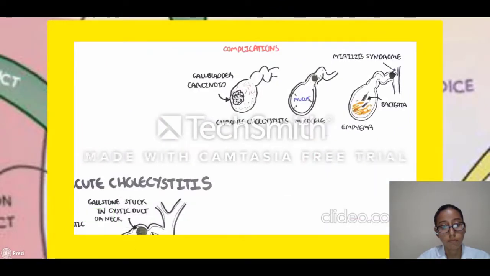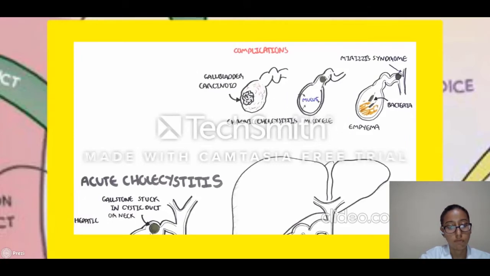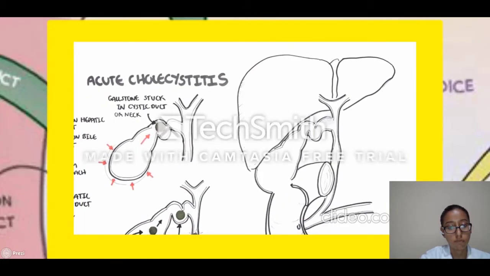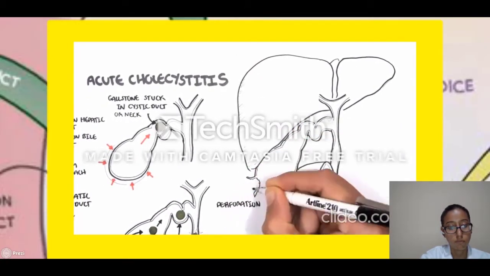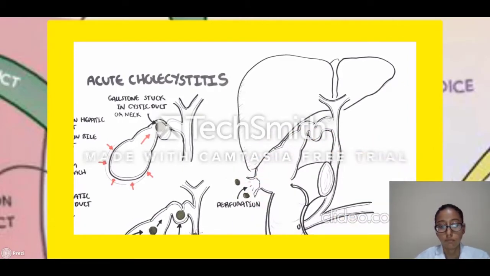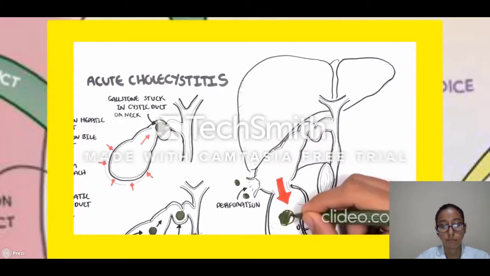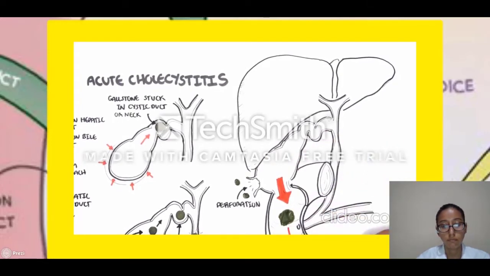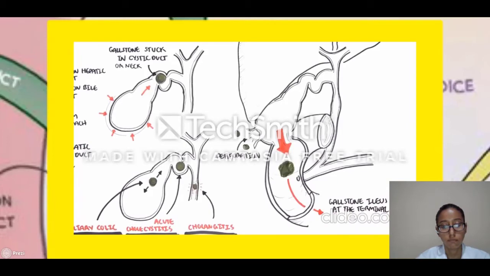There is Mirizzi syndrome, and Mirizzi syndrome is basically when the gallstone in the cystic duct actually impacts or obstructs the hepatic duct. An obstruction of the hepatic duct means that the bile being produced by the liver will go backwards, will backflow and cause what's known as obstructive jaundice. Other complications include perforation of the gallbladder, gallbladder duodenal fistula, which allows large gallstones to pass through, causing gallstone ileus at the terminal ileum.